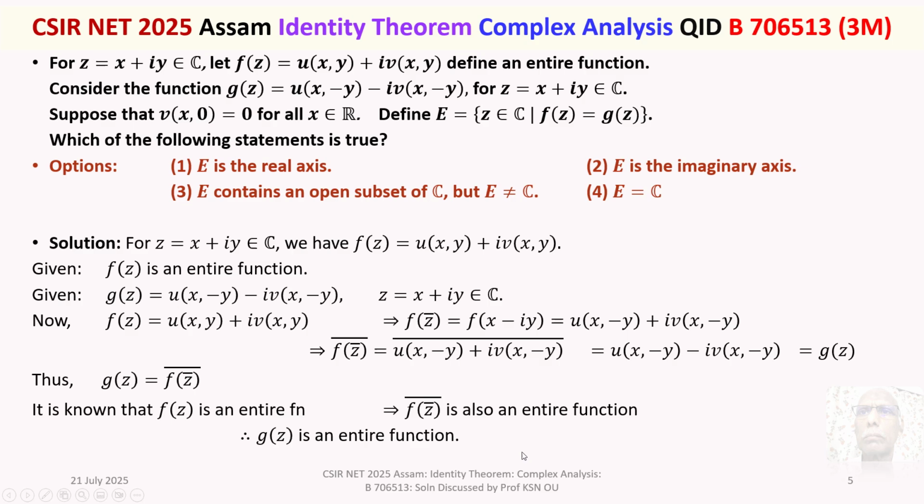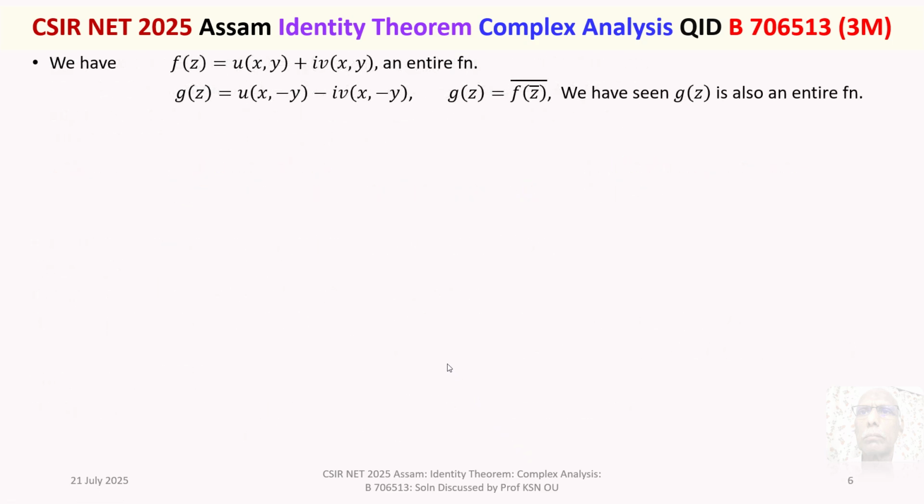Let's move to the next slide. Given E is the set of all z belongs to C such that f(z) = g(z). We are also given v(x,0) = 0 for all x belongs to R.